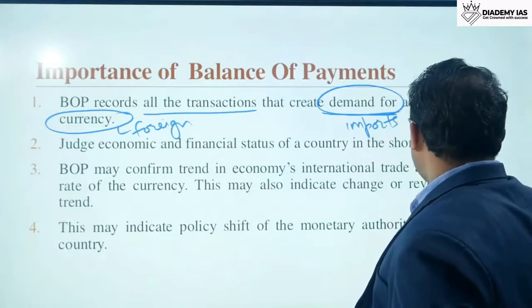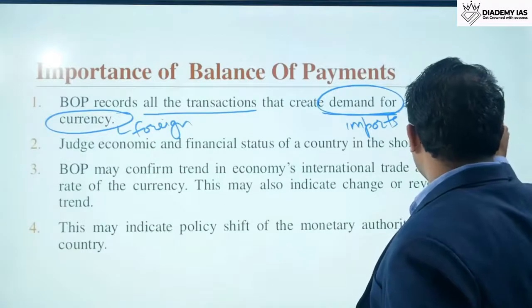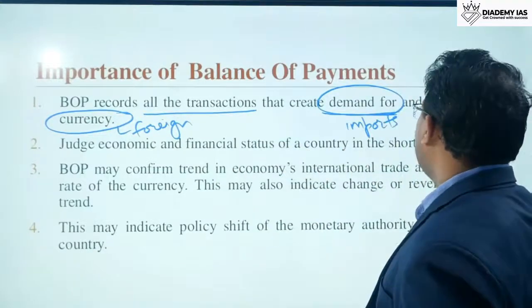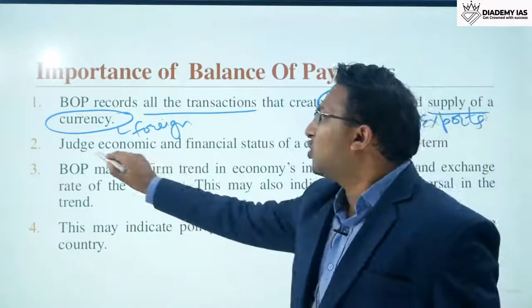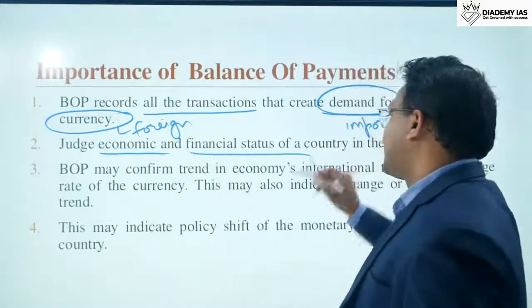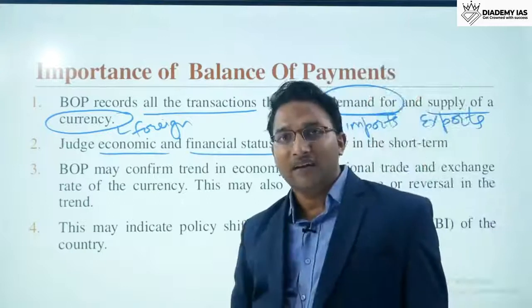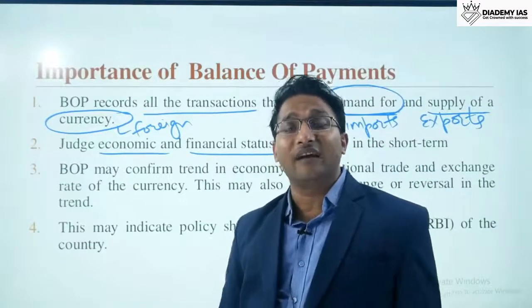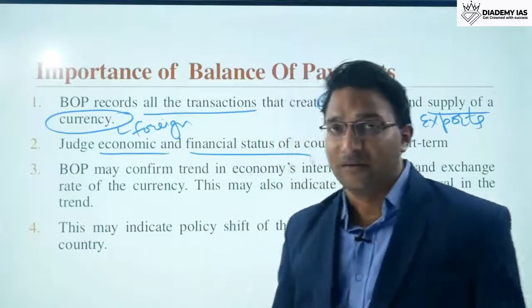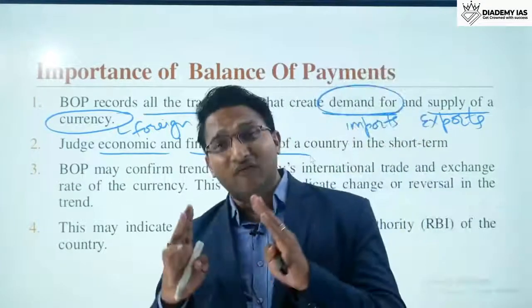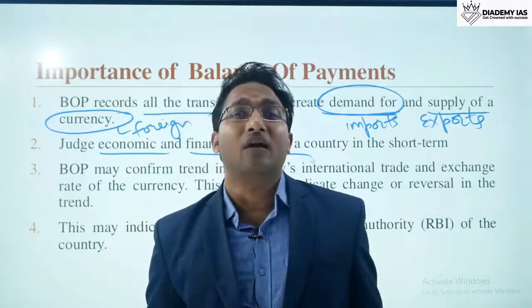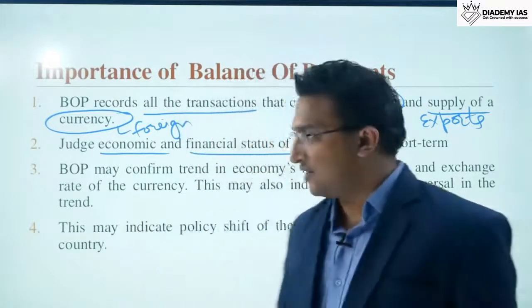So coming back to this, BOP records all the transactions that create demand for, that is import, and supply of, that is exports. It can judge the economic and financial status of a country in the short term, right? So what is the economic status? What is the financial status? If we are doing good, then there should be BOP surplus. If we are doing bad, then there are chances that BOP deficit will be there. If we are doing good on the front of export, then there will be current account surplus and vice versa.